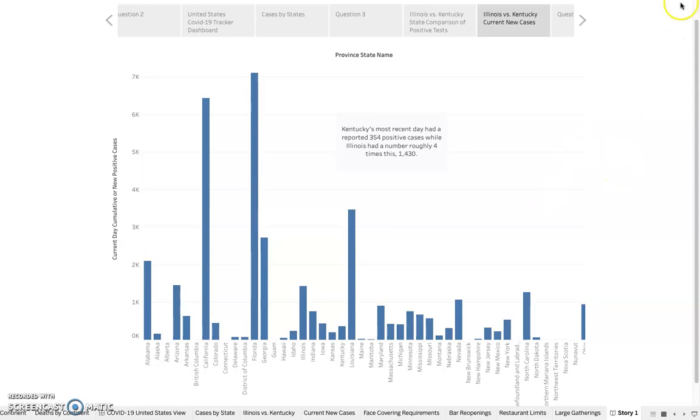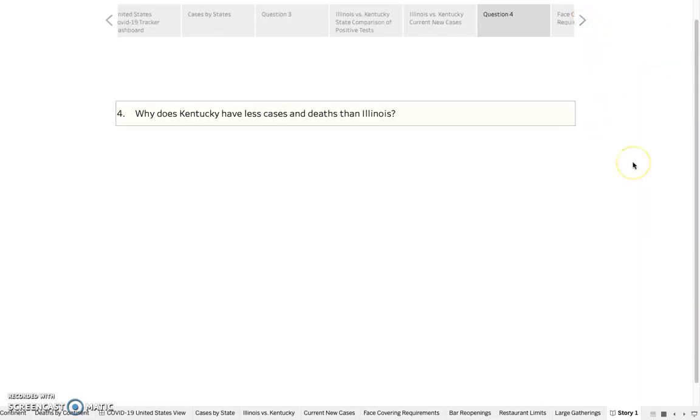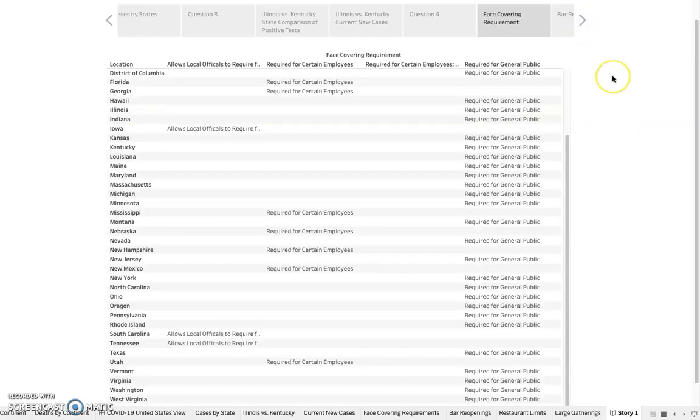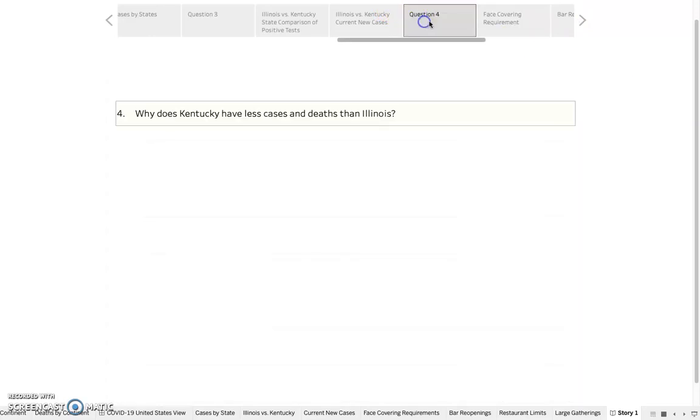And then this goes into question number 4. So this question is, why does Kentucky have fewer cases and deaths than Illinois? So with the data that we were given, there was a lot of stuff that we could look at and compare and create a lot of good information about, but I decided to go out of my way to see if I could pull in some more data in order to further look at each state. And I figured that maybe the governors had enacted policies and done different things that may have allowed Kentucky or Illinois to have worse or fewer cases.